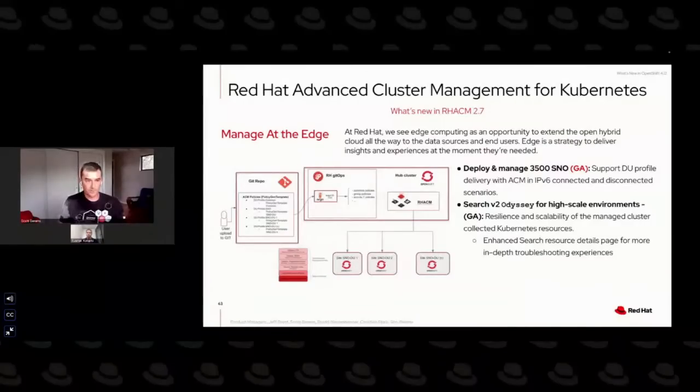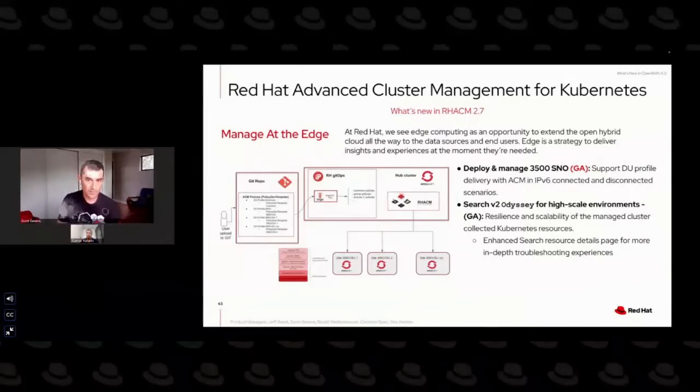A DU is a distributed unit, so if you're familiar in the telco and RAN space, you'll understand we really think that is a single node OpenShift that's deploying edge capabilities out there where customers need to see it and use it to improve their experience. Of course, that's IPv6, connected and disconnected scenarios. We understand that continues to grow as a very highly sought after area of OpenShift capability.